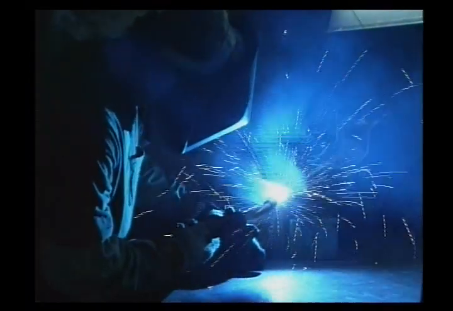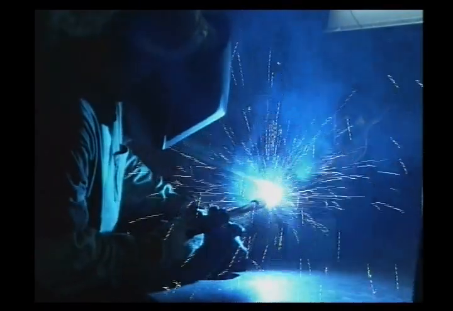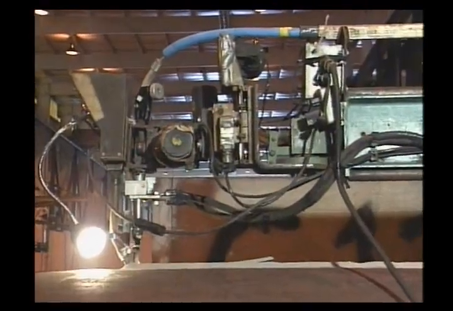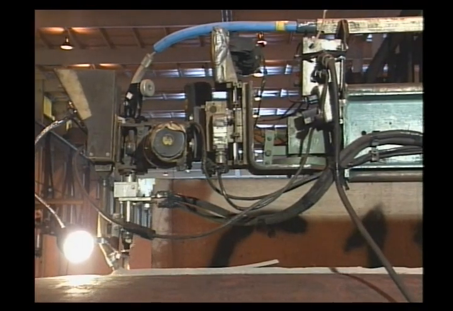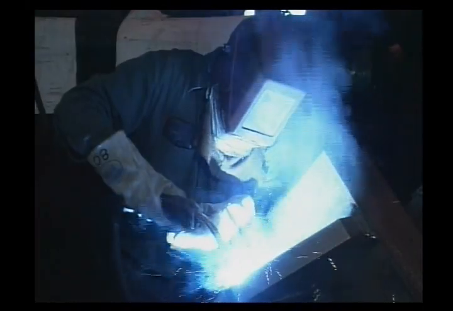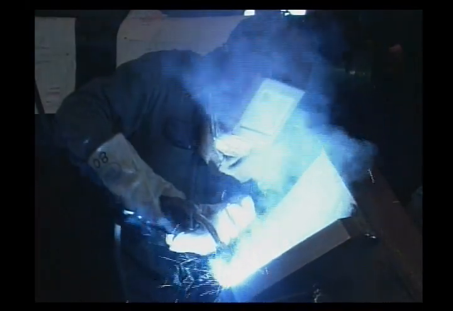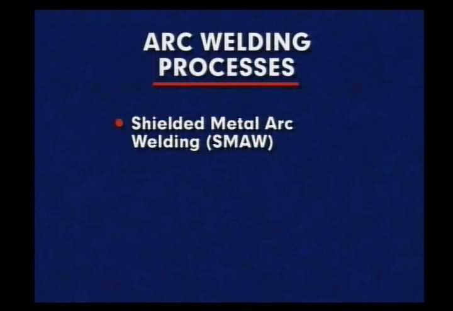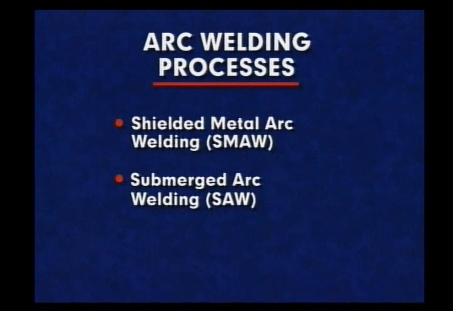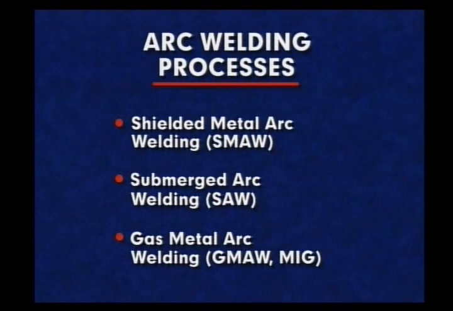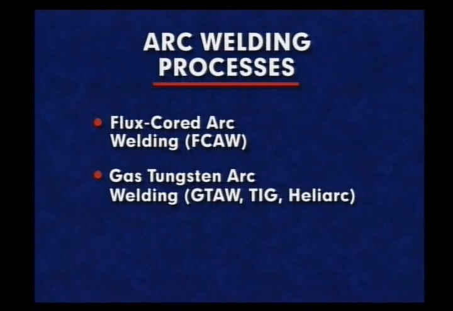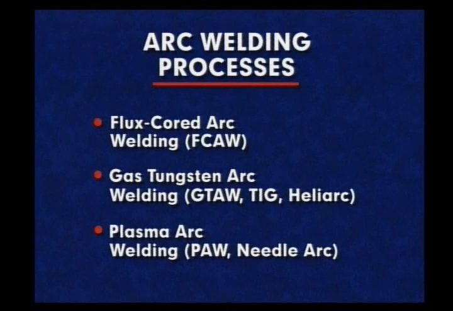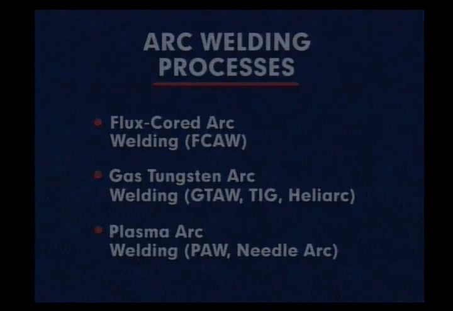While welding, the electrode is moved either manually or mechanically along the joint, or the electrode is held stationary and the workpiece is moved. Arc welding encompasses a variety of processes, the primary types being shielded metal arc welding, submerged arc welding, gas metal arc welding, flux cored arc welding, gas tungsten arc welding, and plasma arc welding.